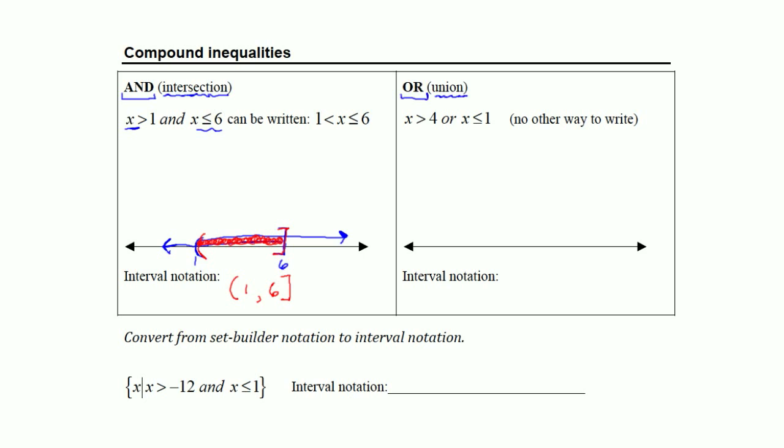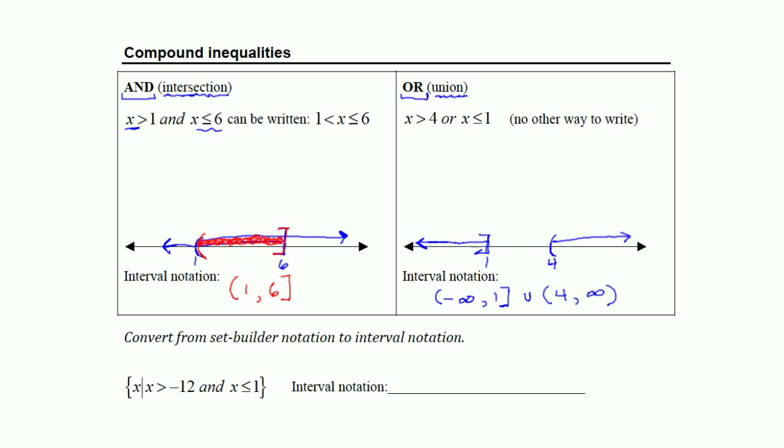Going on to our or statement, let's go ahead and graph these two sets. X is greater than 4 or x is less than or equal to 1. Greater than 4 looks like this. Less than or equal to 1, square bracket, and off to the left. Since these are disjoint intervals, our union is going to be the union of the two intervals. So this is from negative infinity up to 1, square bracket, union, start over again at 4, up to infinity.